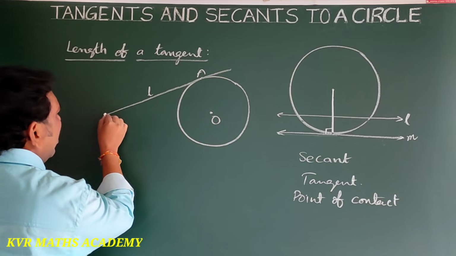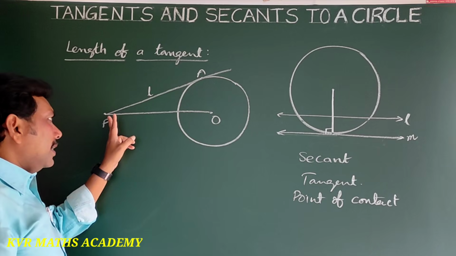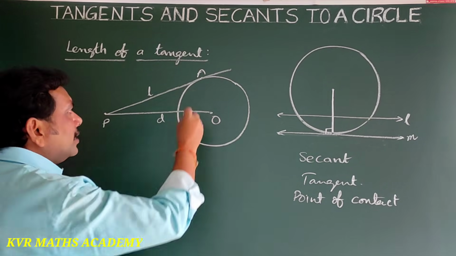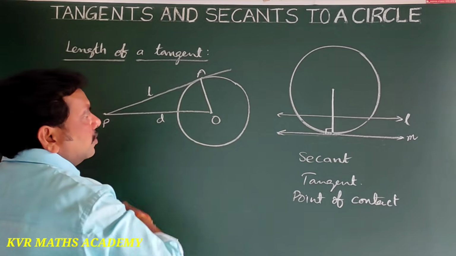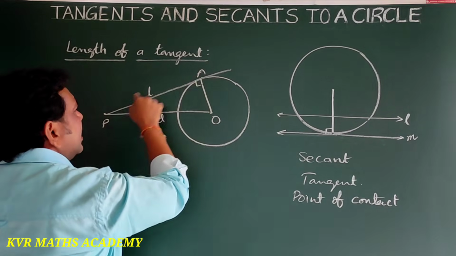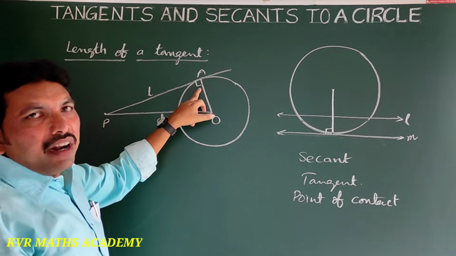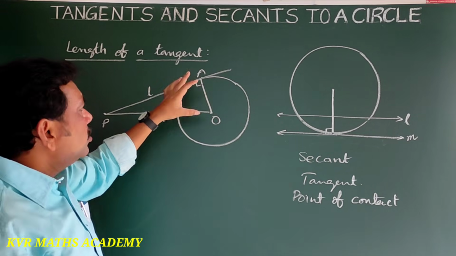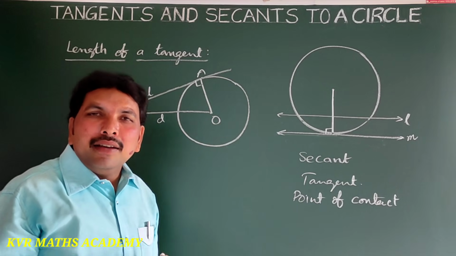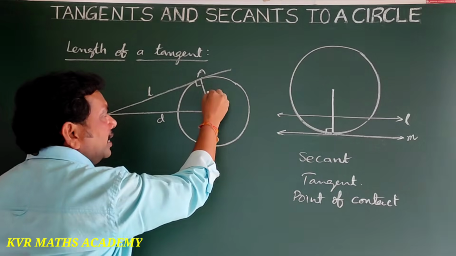Look here. Next, join PO. PO is the distance between the external point and the center of the circle. This is shown by D. Next, OA is the radius. The angle between radius and tangent at the point of contact is 90 degrees, right? So POA, or PAO, is a right angle triangle. OA is radius R.